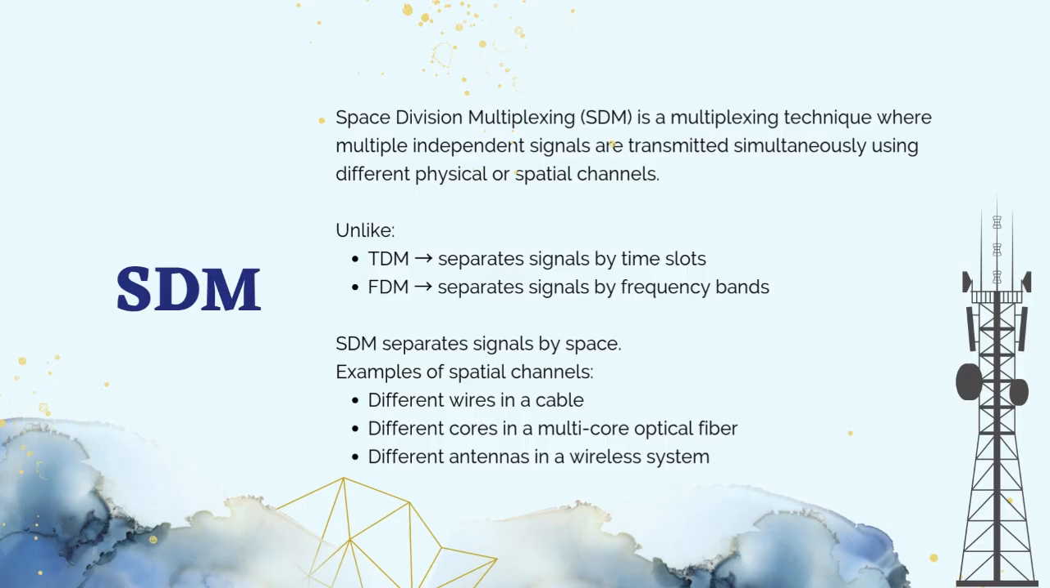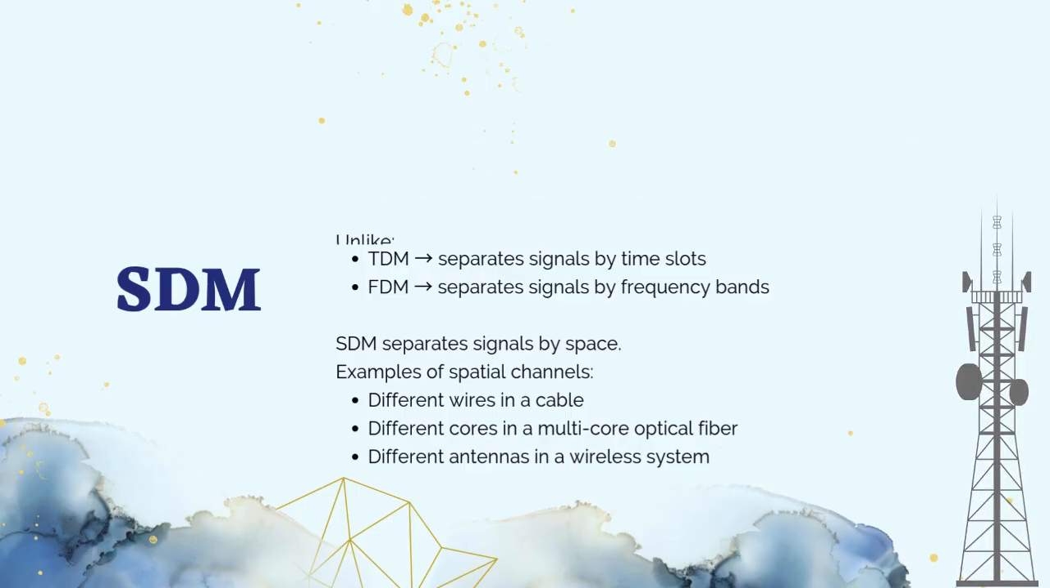Examples of spatial channels are different wires in a cable, different cores in a multiple-core optical fiber, and different antennas in a wireless system.